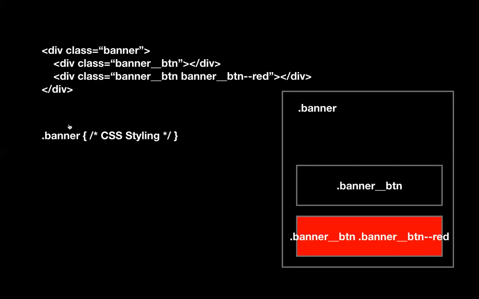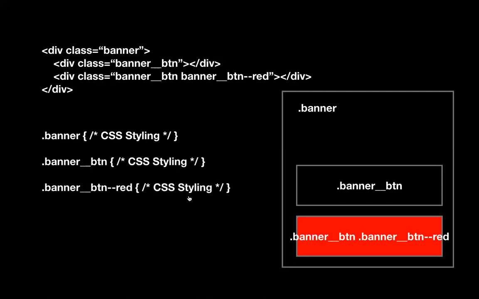So in our styling, it's very, very simple. We have our banner, and then we have our banner button. And then lastly, we have our friend, the banner button red. So we have it as three separate classes.